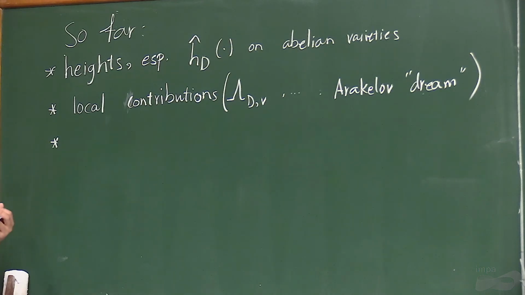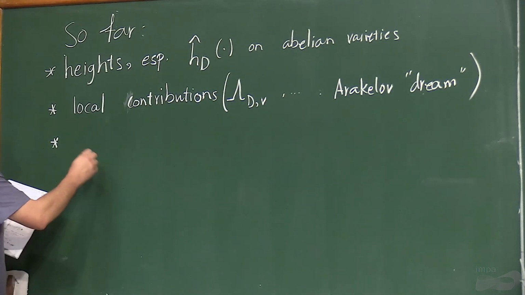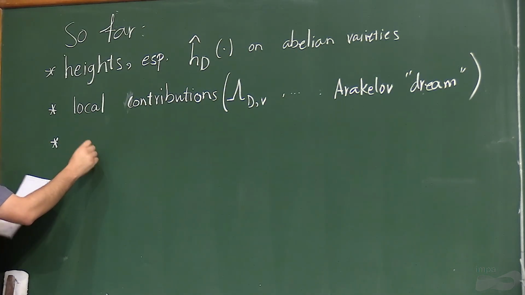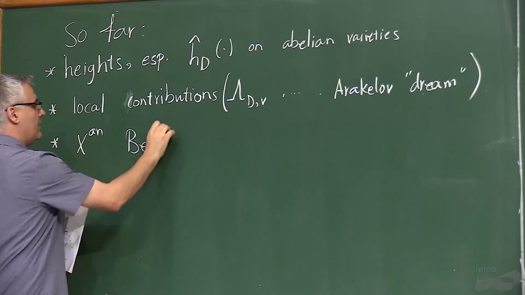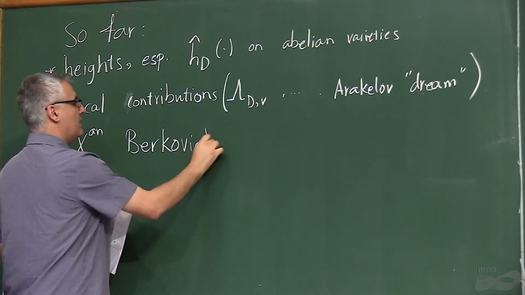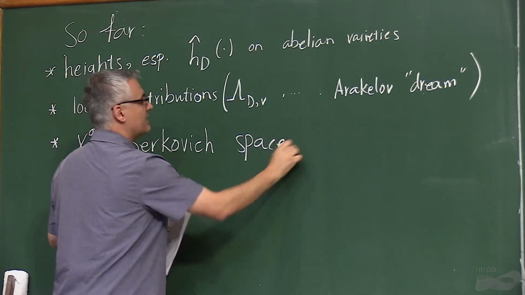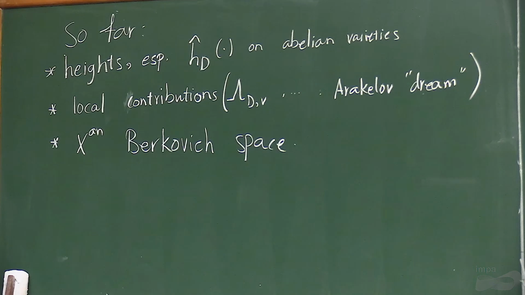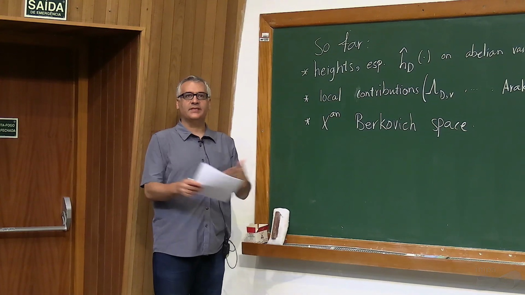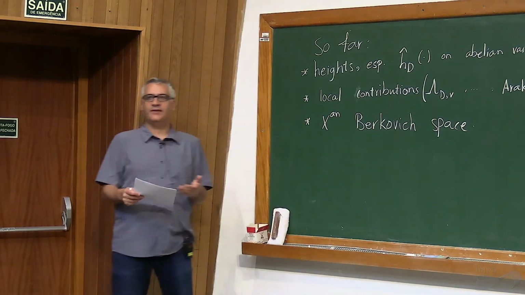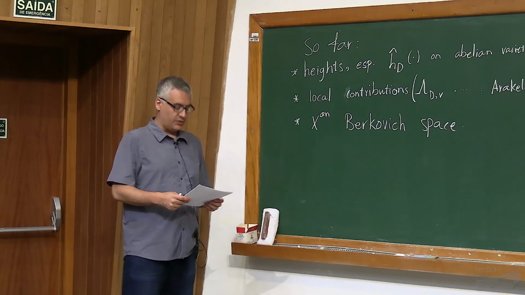I'm going to put everything together tomorrow, but it would be good to not lose sight on where we are going. So I discussed heights, and then especially I focused on the notion of canonical heights for abelian varieties. Then on Tuesday, we talked a little bit about how it should be decomposed into local contributions, and the hope is that the tropical geometry of Berkovich spaces has something to do with these local contributions.